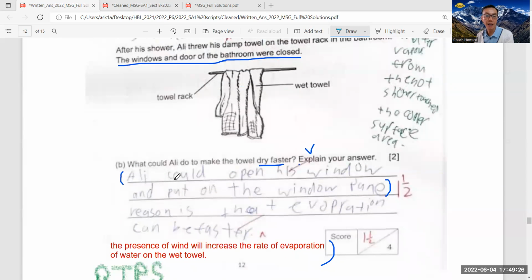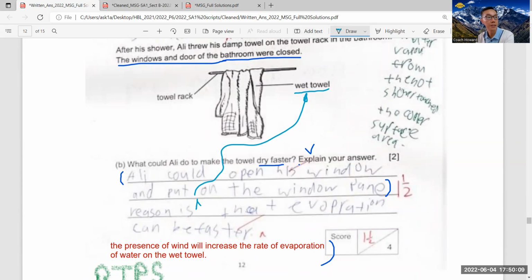So the answer is Ali could open his window and put the wet towel. You left out this word. Put the wet towel. So it ends and put the wet towel. Okay. Ali could open his window and put the wet towel on the window plane. Okay, and on the window plane, then you close bracket. The reason is the presence of wind will increase the rate of evaporation of water on the wet towel. So that's a full answer, this part.